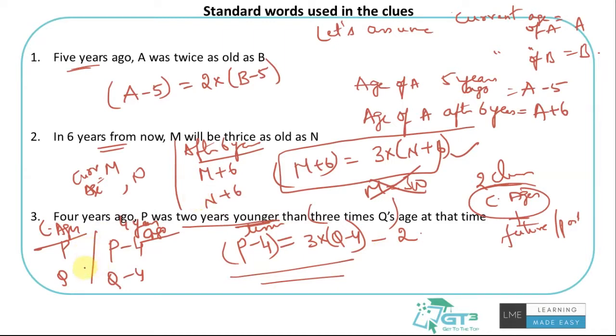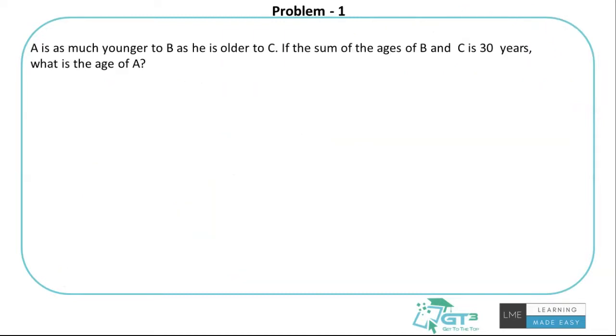It's all about solving them like how you do a normal word problem. So let's solve a few problems. As we always recommend, pause the video, try these problems on your own, and then you can look through our explanation and understand these things better if you have any gaps. So A is as much younger to B as he is older to C. Right, so this is definitely a complex clue to start with.